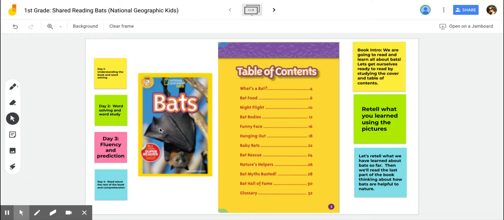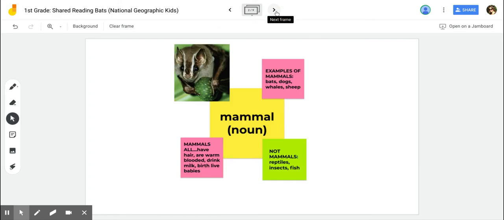On the cover, I see this bat and it's hanging upside down from a branch. And look at that huge wing it has. The wing is as big as its whole body. Wow. In the table of contents, I can learn a little bit about what this book will be teaching me. So I see it's going to teach me about bat food and a little bit about their bodies, baby bats. So, kind of all the things that I would expect to learn about an animal. Okay, are you ready? Let's get started.